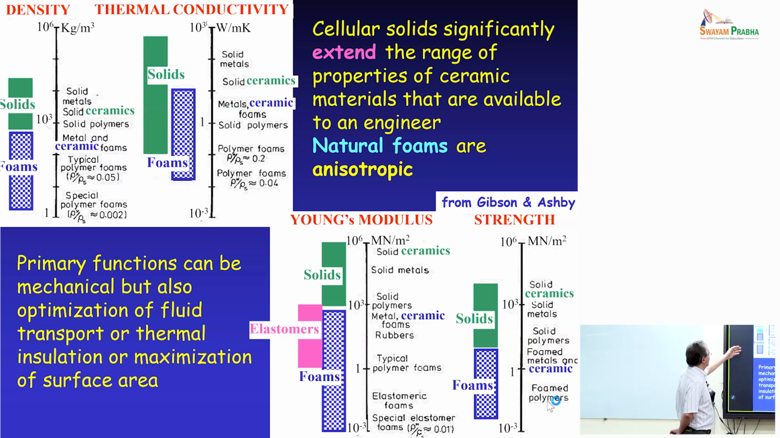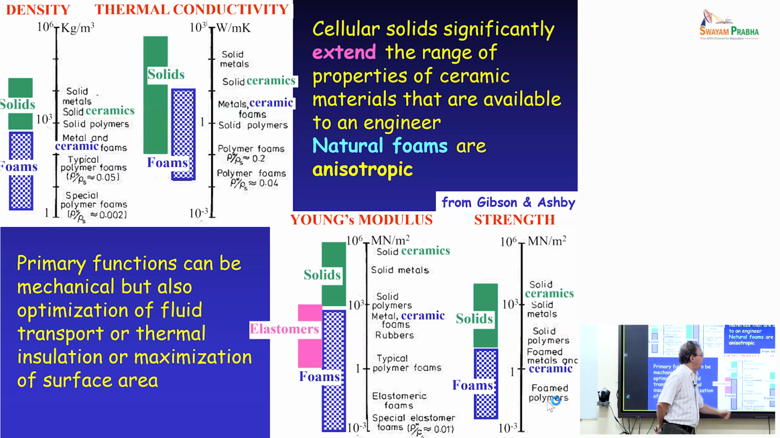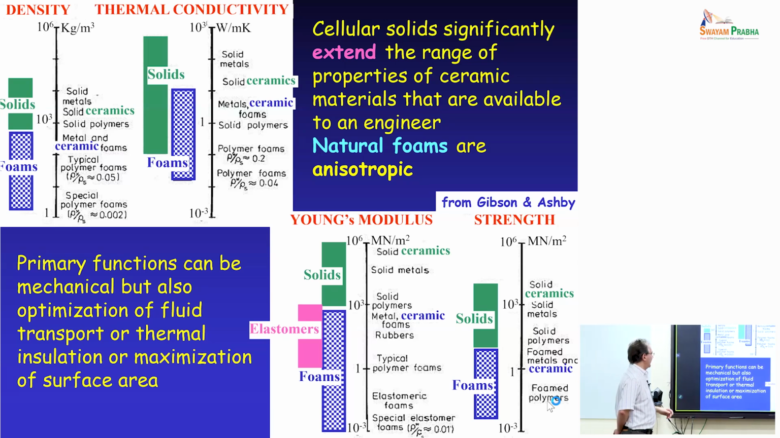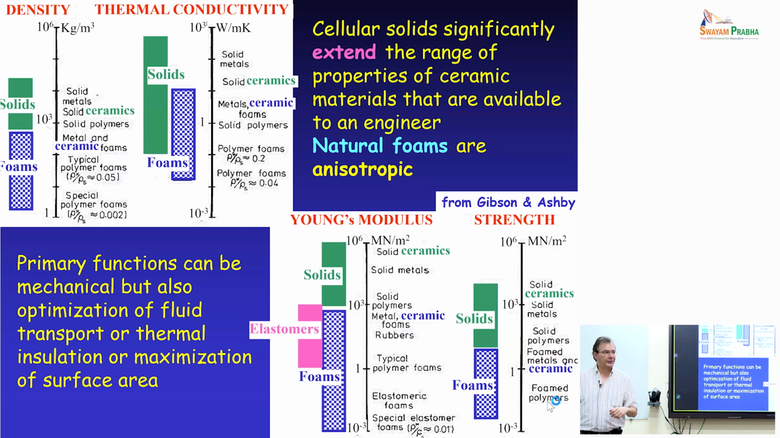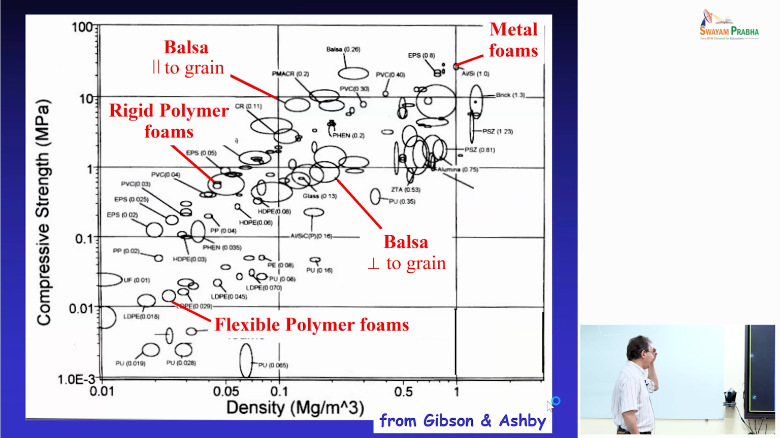You can see, for instance, of course, you reduce the density, you modify the thermoconductivity, you modify the Young's modulus, you modify the strength, and you shouldn't think of simply mechanical properties when you think of the properties of a porous ceramic, but also you should consider fluid transport, thermal insulation, and the maximization of surface area.